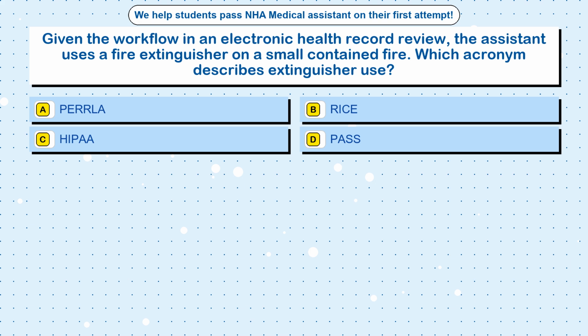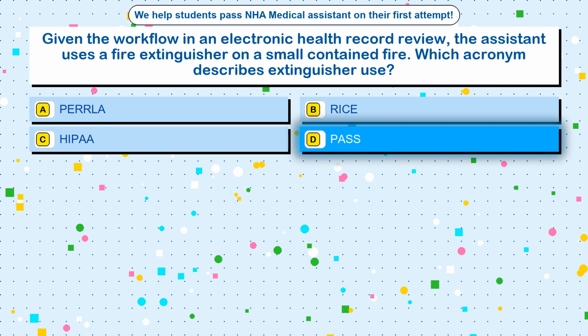Question 78. Given the workflow in an electronic health record review, the assistant uses a fire extinguisher on a small contained fire. Which acronym describes extinguisher use? Option A, PERLA. Option B, RICE. Option C, HIPAA. Option D, PASS. The correct answer is option D, PASS.